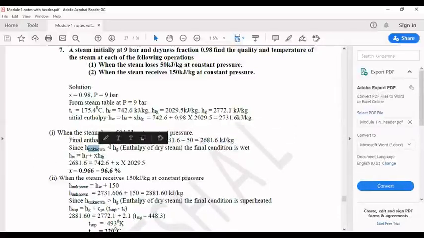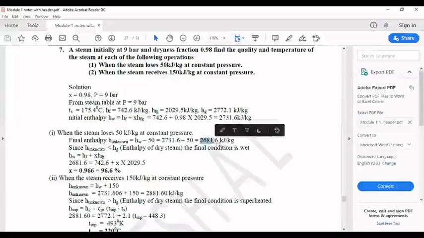So H unknown is less than Hg, so it is a wet stream. Final condition: wet. I'll mention this as HW. Again, for HW, what is the formula? HF plus X into HFG. HW already got, that is a final value. You already got that value.